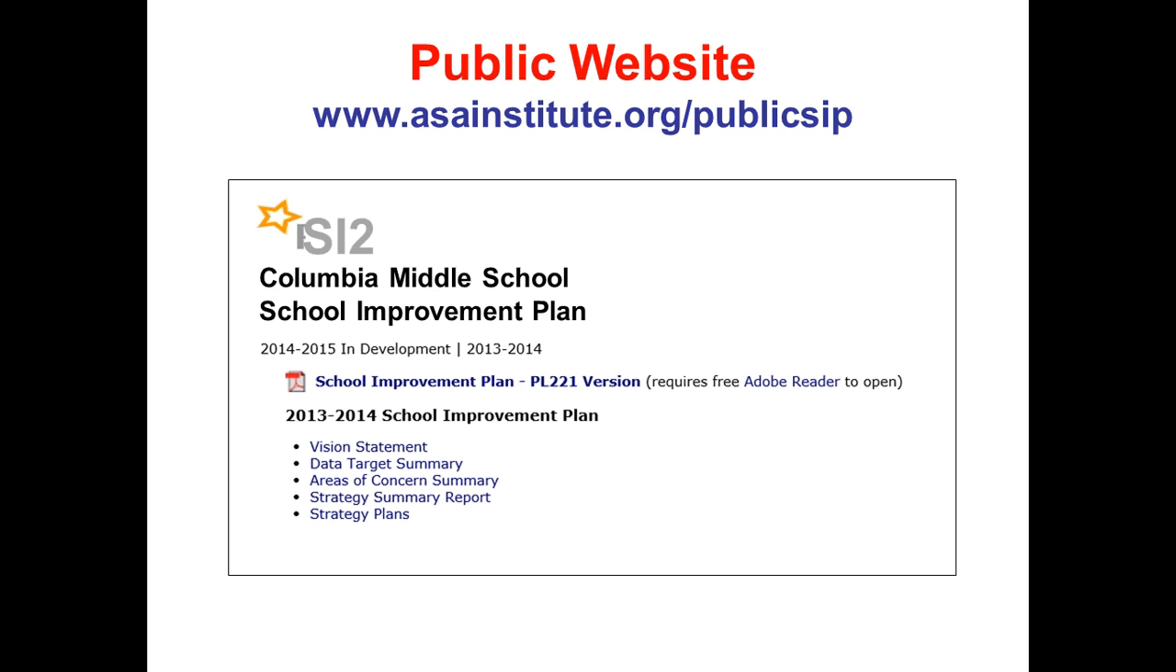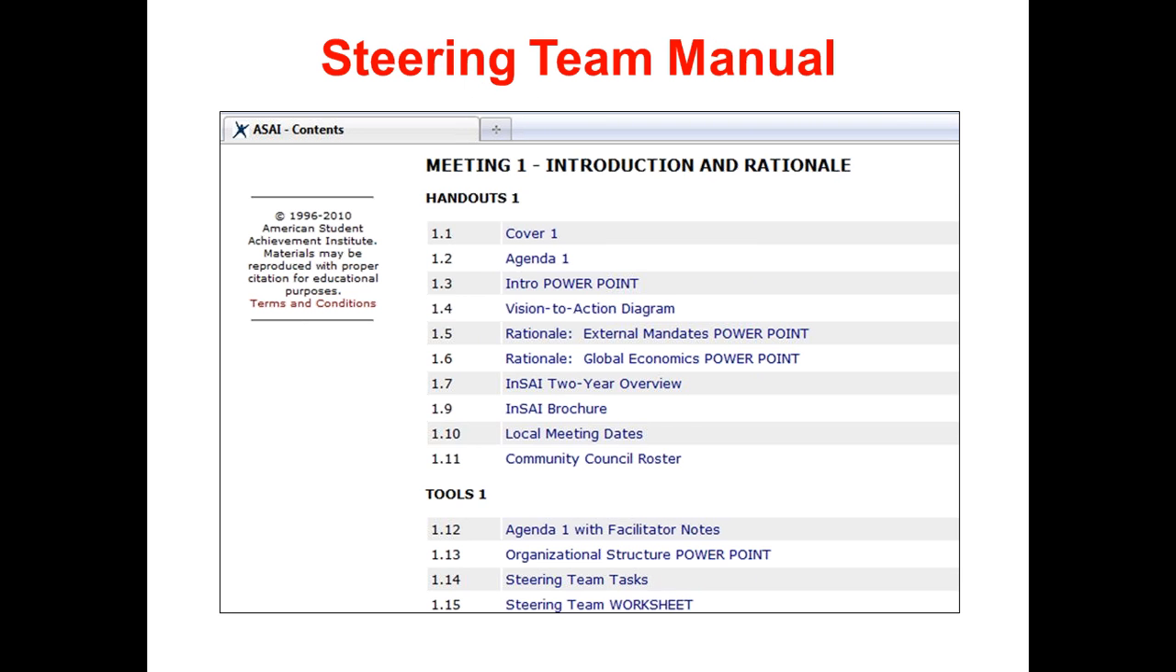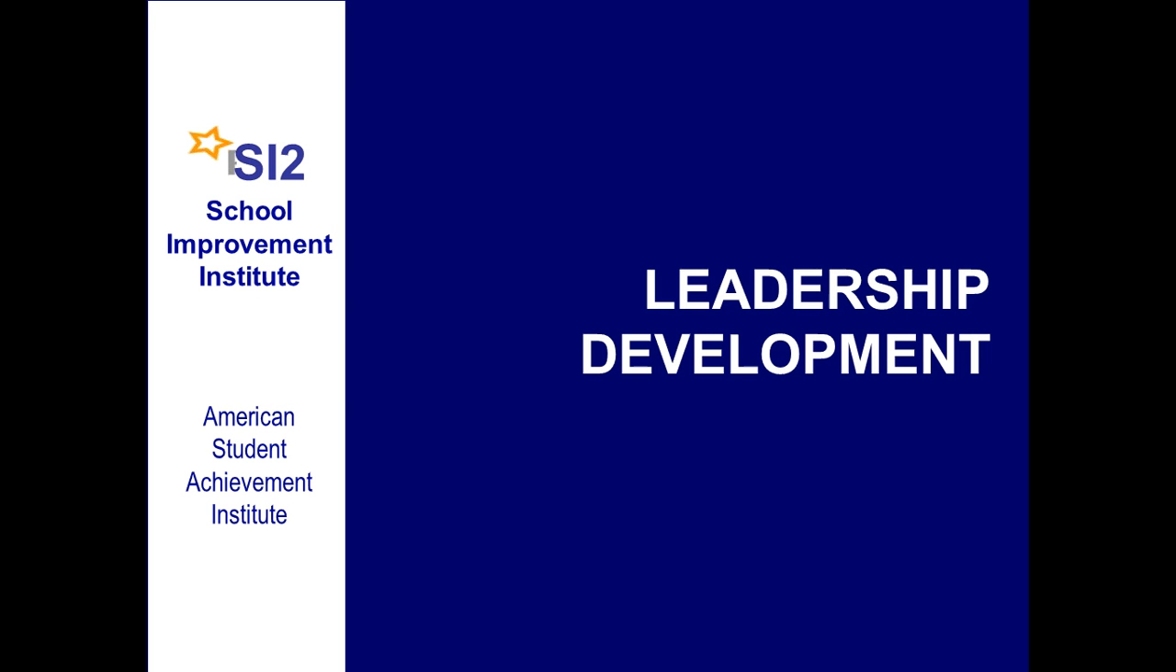Also, another thing you're able to do is to create a public website that posts all the different parts of your school improvement plan. A lot of our schools do this, and then from their school's website, they'll just link to this page to show their public what their school improvement plan contains. We also provide you with a steering team manual. So lots of tools. So let's go on now and look at your leadership development, your steering team development.